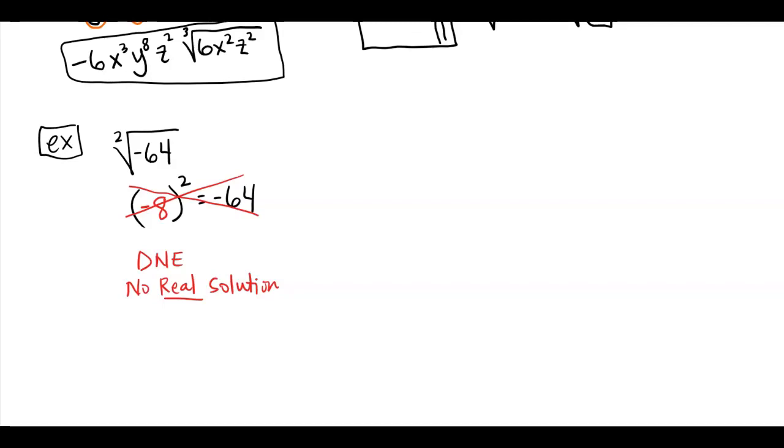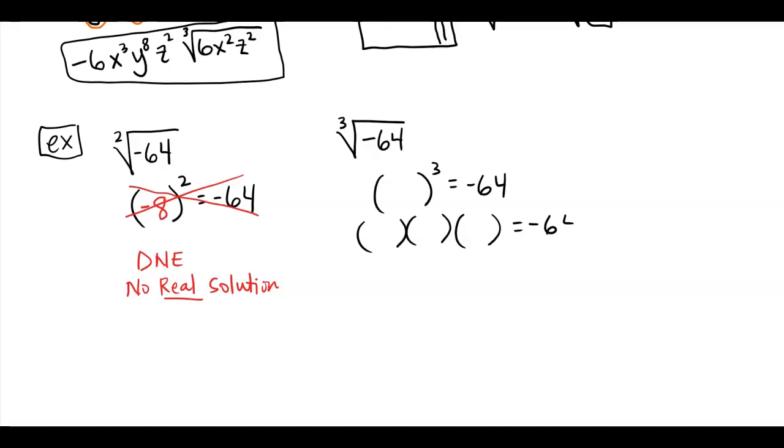But if we have a negative inside a cubed root, so if I did the cubed root of negative 64, this time it's saying what number cubed gives me negative 64. So what number times what number times what number? It has to be the same three numbers. So what times what times what gives me negative 64. Okay, and so this one we can find an answer to.